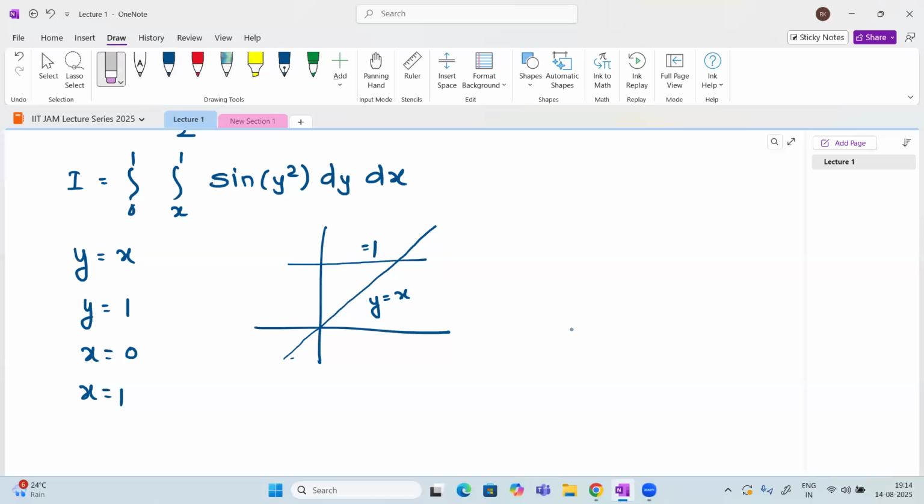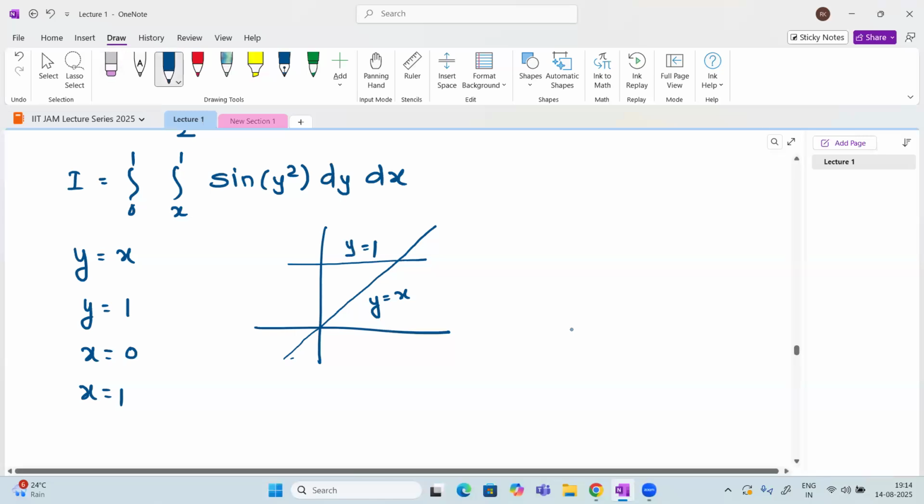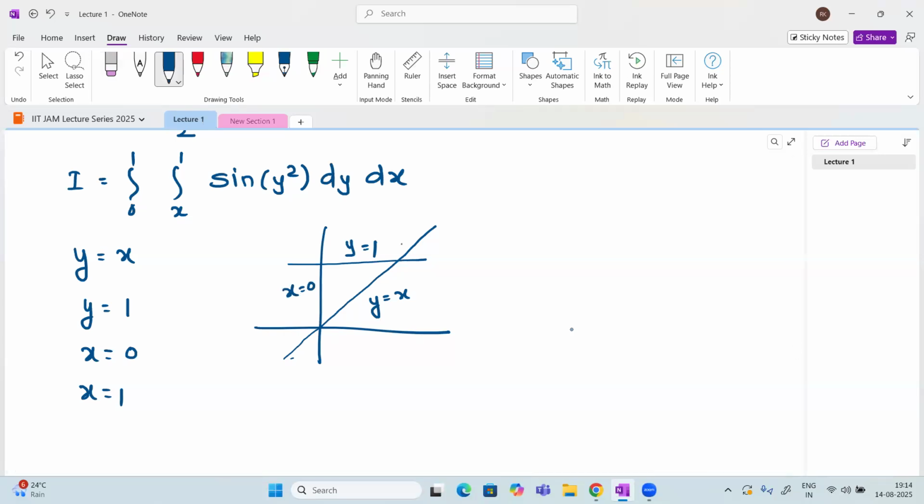X is equal to 0, the y axis. X is equal to 1, line parallel to y axis. So the region is same again, right? Yes, sir. Bounded by, yeah. So this is the region of integration.